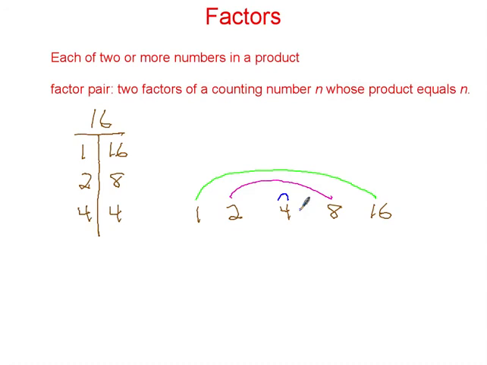Factors are the numbers that are multiplied together when you're finding a product, and they're also what we call, when we're looking for factor pairs, the two numbers that multiply together.